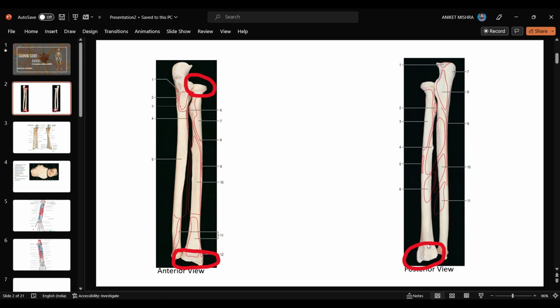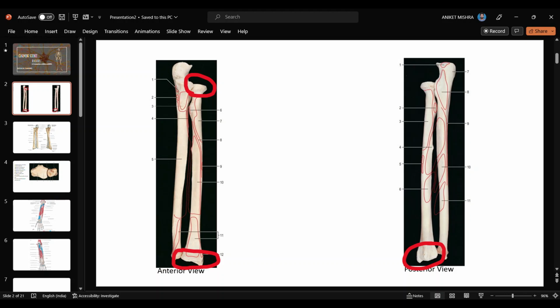So when we look at the upper side, we will see a disc-shaped structure which is present at the proximal, superior side of the radius. And when we look at the inferior side of the radius, we will see that it has a styloid process.